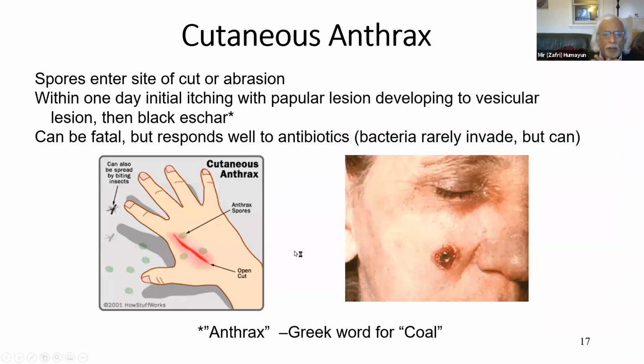Okay, cutaneous anthrax. As we mentioned, spores enter the site of an abrasion or a cut, and that leads to their germination, and the symptoms are itching and a lesion that ultimately turns black. It's called a black eschar. It can be fatal, but it responds well to antibiotics. And the bacteria typically do not invade. They do not cause systemic infection. They remain local.